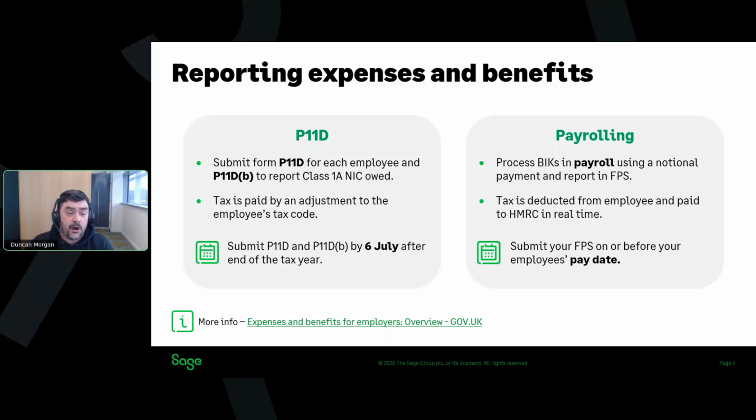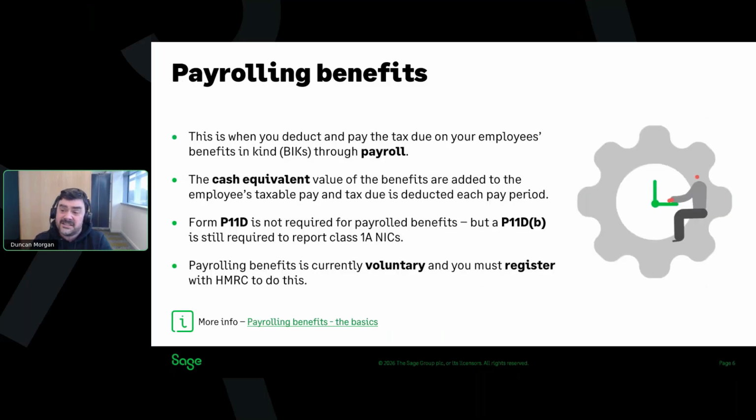Just to expand on payrolling, this is where you deduct and pay tax due on your employee's benefits in kind through your payroll software. The way that this works is that the cash equivalent of that benefit is apportioned throughout the year. The annual cash equivalent is divided by the number of pay days in the year. That is added to your employee's taxable pay as a notional payment. So the employees will end up paying the tax due on that benefit value as part of the PAYE deduction on their payslip.